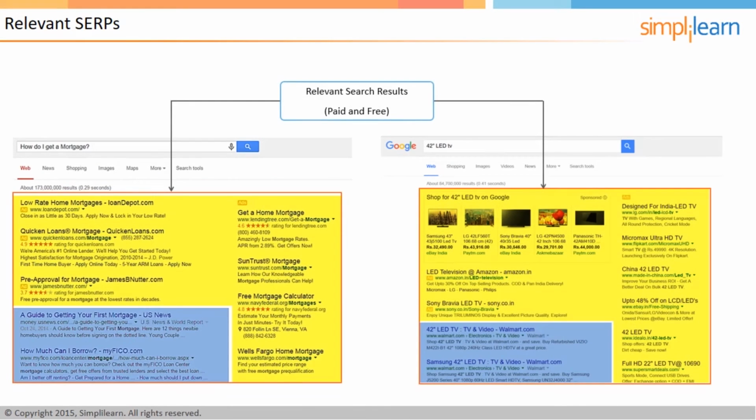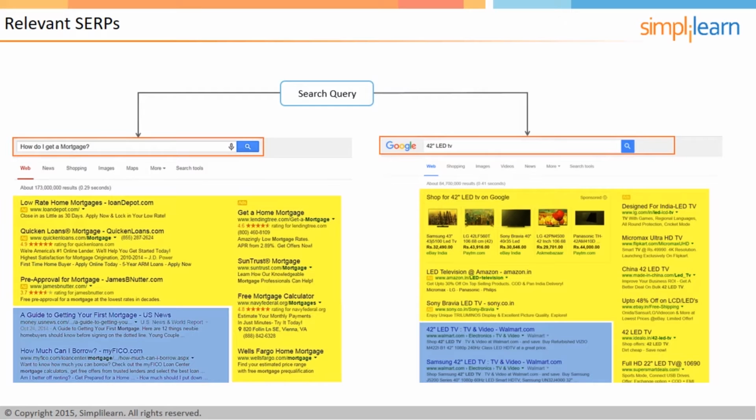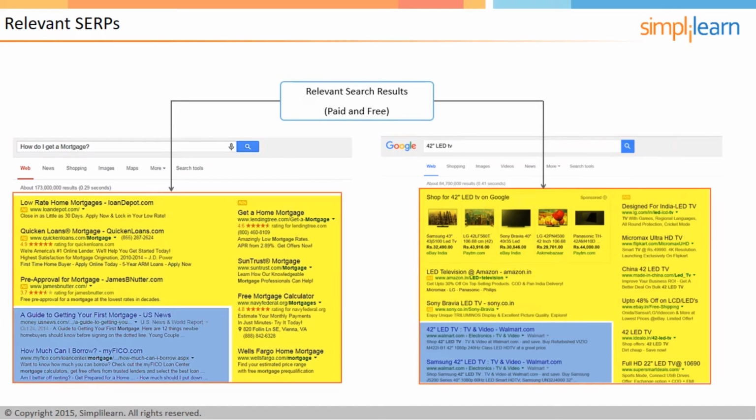Now search results, both paid and free, are relevant to the query. The query is what someone types into an engine when they're trying to learn something. They're trying to get answers about some piece of information. So the goal then of AdWords and Google for their free listings is to make sure that the results they're giving to a user are relevant to what a user is looking for.